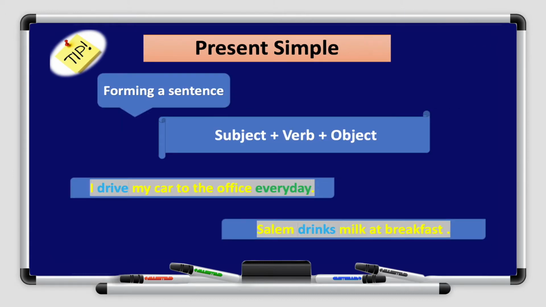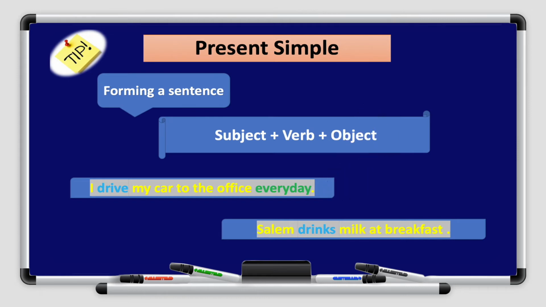Let's learn together how to form a sentence in present simple. The present simple sentence should start with subject, followed by verb, followed by object. For example, I drive my car to the office every day. I is the subject, drive is the verb, my car is the object.